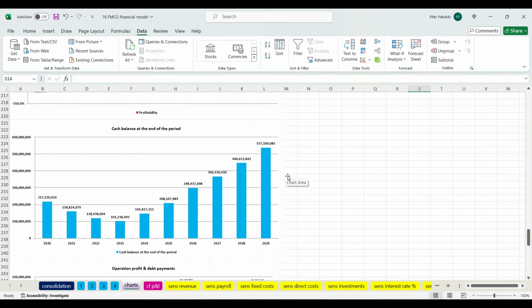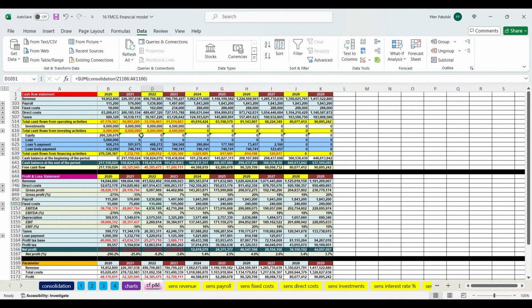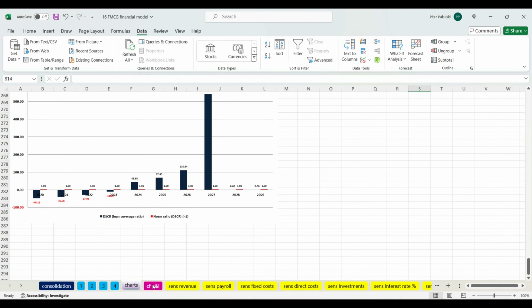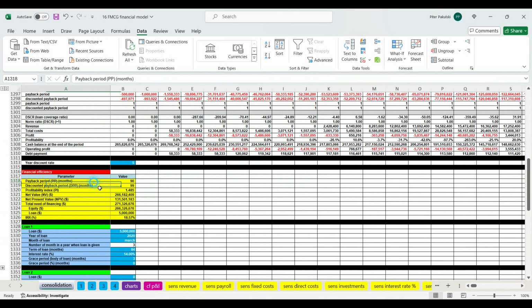Then we have the same information done yearly. On the next Excel sheet, we've gathered yearly consolidated cash flow statement, profit and loss statement, and main financial results for your business idea. Finally, we see the financial efficiency of your FMCG business idea. Is this model stable? What will happen to your business if revenue decreases or expenses rise? Now it's time to apply sensitivity analysis.